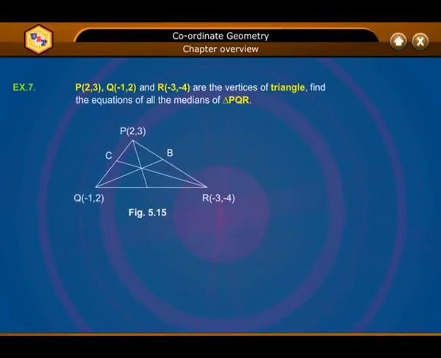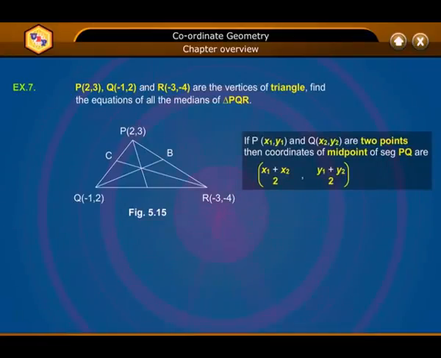Example 7. P(2, 3), Q(minus 1, 2) and R(minus 3, minus 4) are the vertices of a triangle. Find the equations of all the medians of triangle PQR. If P(x1, y1) and Q(x2, y2) are two points, then the coordinates of the midpoint of segment PQ are ((x1 plus x2) by 2, (y1 plus y2) by 2).